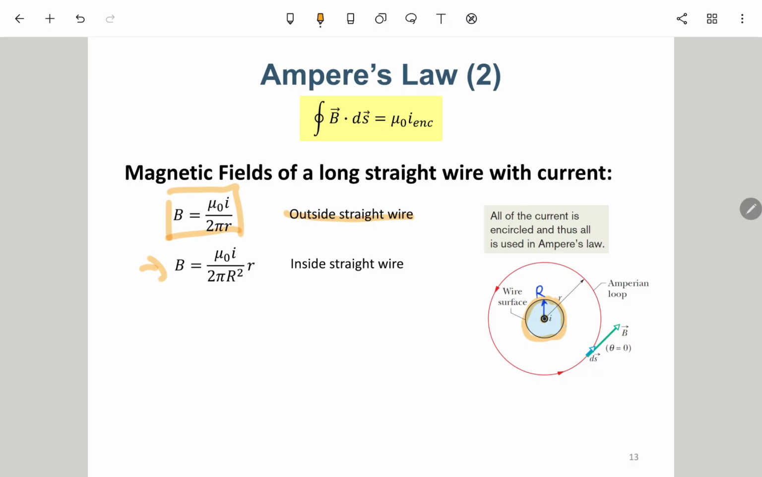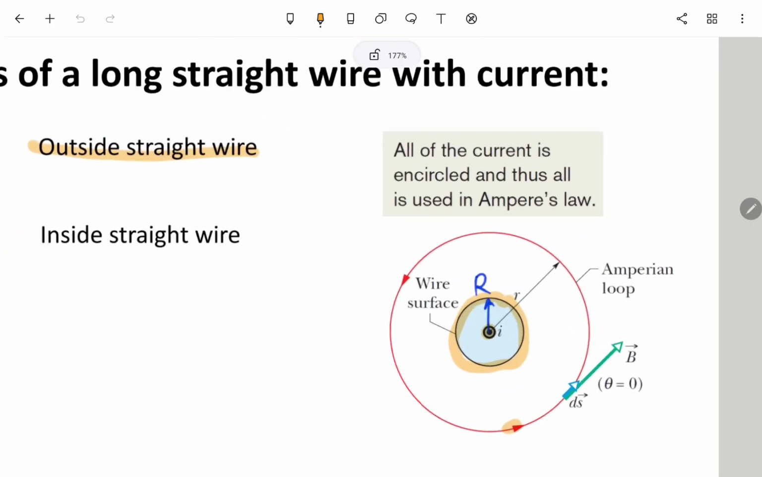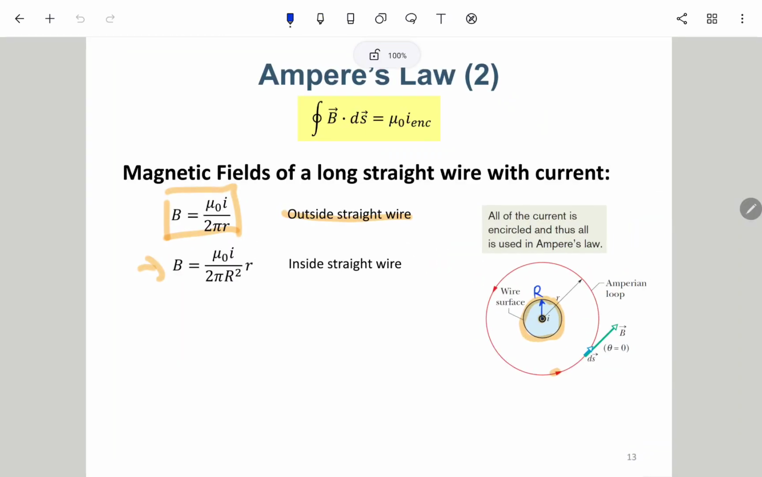So the middle blue part is the wire, and this one is the Ampere loop for the upper case. This is the Ampere loop, and this is the current. This is pretty straightforward. Here, when r is greater than or equal to capital R, we have the integration of B dot ds equals mu 0 I enclosed.